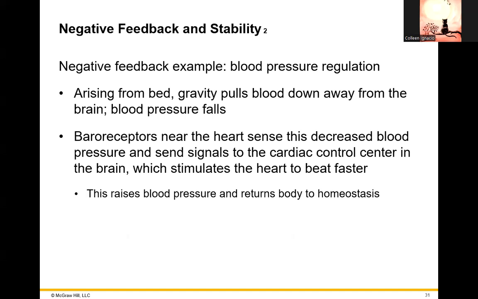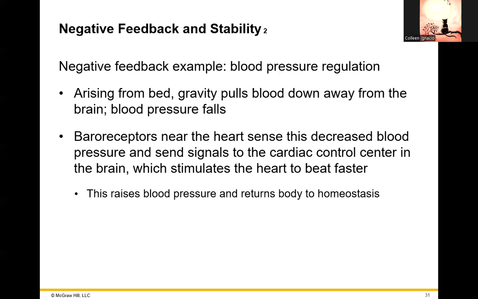So here's an example for blood pressure regulation when we talk about this negative feedback that's working to maintain homeostasis. When we arise from bed, gravity pulls blood down away from the brain, and blood pressure falls. Baroreceptors near the heart sense this decreased blood pressure and send signals to the cardiac control center in the brain, which stimulates the heart to beat faster. This raises blood pressure and returns the body to homeostasis. So there's a lot of important things here to unpack.